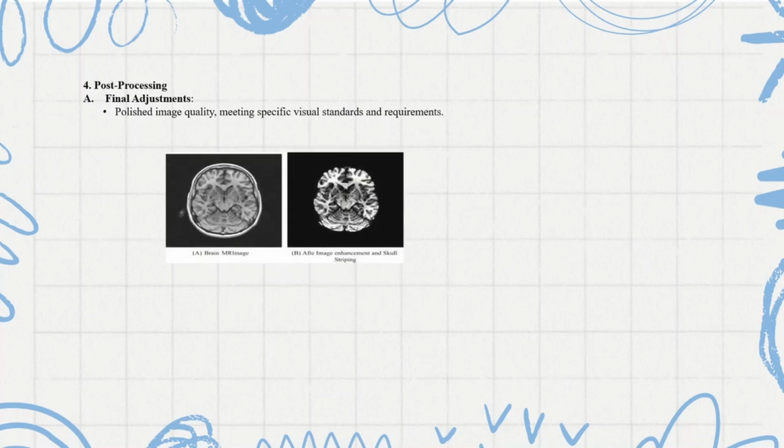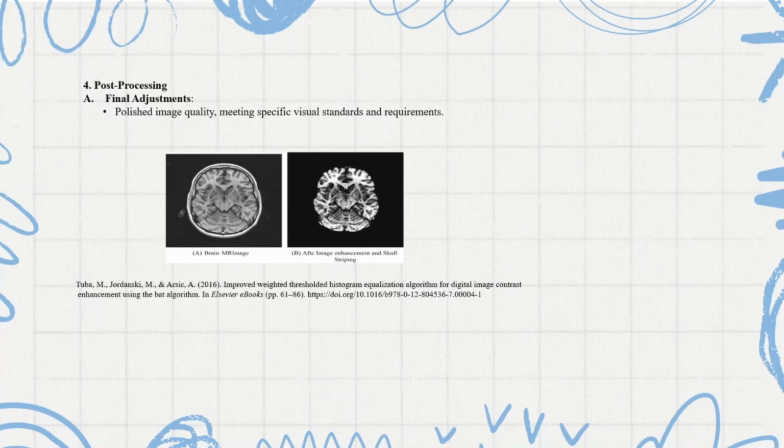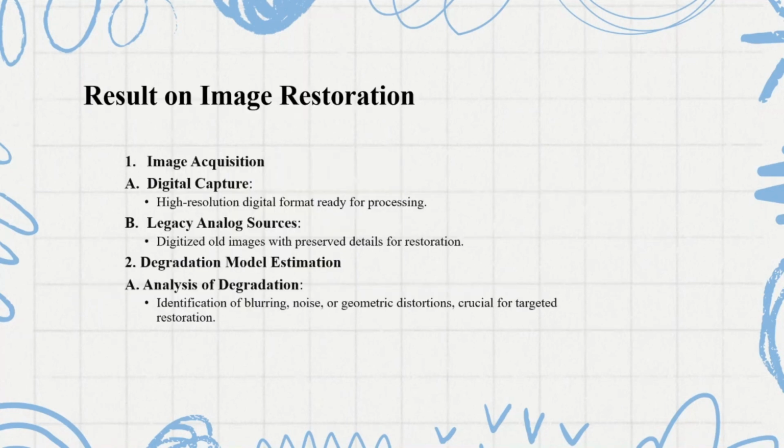This is the image of brain MRI, which is before and after. Now let's move on to the image restoration.